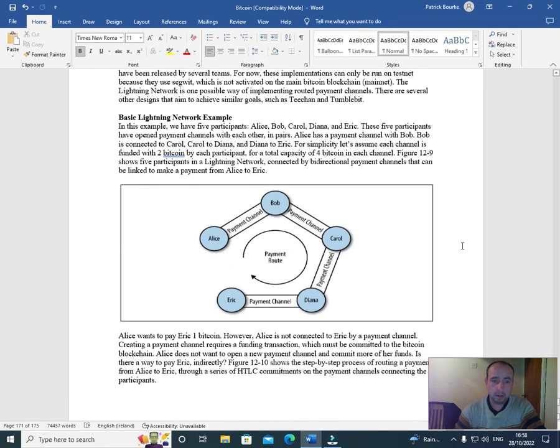Basic Lightning Network example. In this example, we have 5 participants: Alice, Bob, Carol, Dina, and Eric. These 5 participants have opened payment channels with each other in pairs. Alice has a payment channel with Bob. Bob is connected to Carol, Carol to Dina, and Dina to Eric. For simplicity, let's assume each channel is funded with 2 Bitcoin by each participant for a total capacity of 4 Bitcoin in each channel. Figure 12.9 shows 5 participants in a Lightning Network connected by bidirectional payment channels that can be linked to make a payment from Alice to Eric.